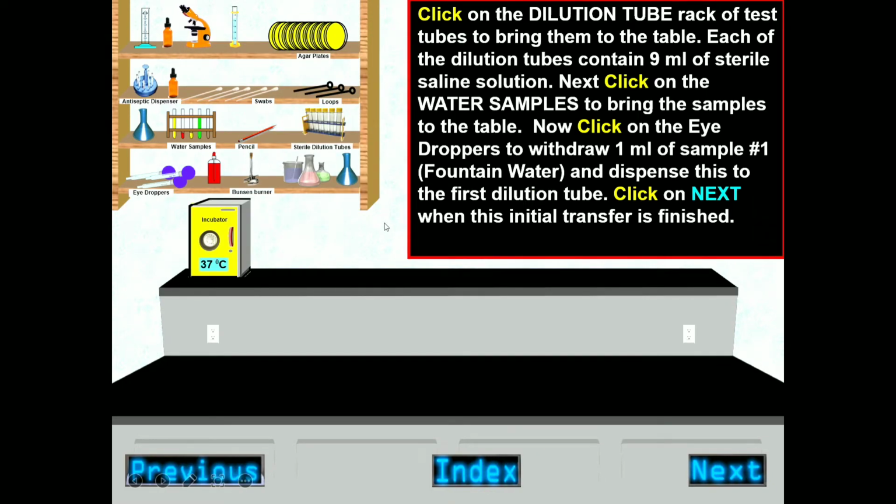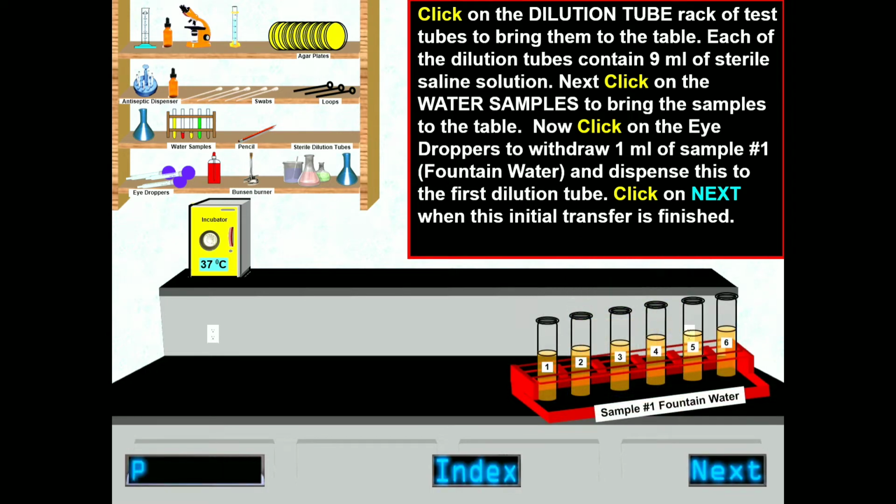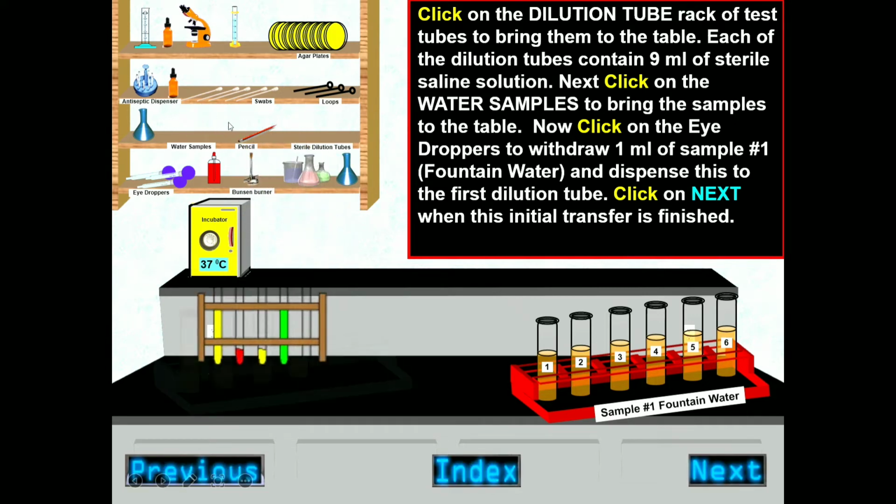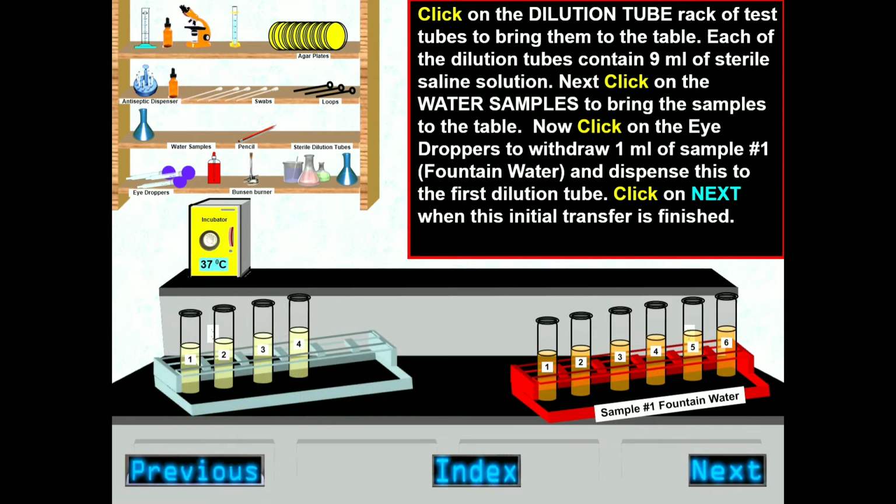First, click on the dilution tube rack of test tubes to bring them to the table. Each of the dilution tubes contains 9 ml of sterilized saline solution. Click on the water sample to bring the sample to the table. Now click on the eyedropper to withdraw 1 ml of sample 1, which is fountain water, to dispense this to the first dilution tube.